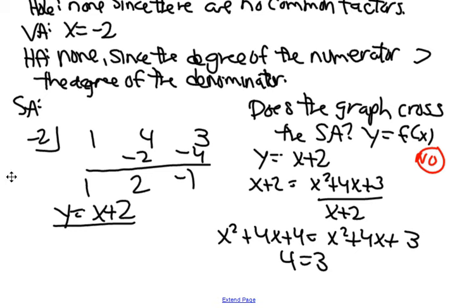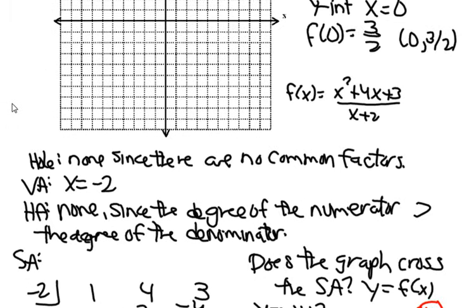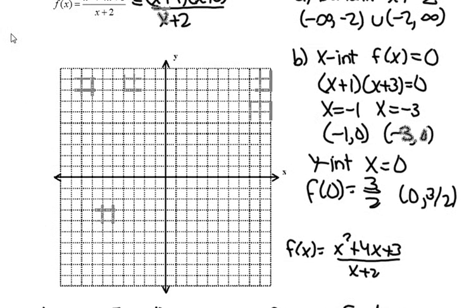Now I'm going to go back up and start plotting what I know for sure. I'll label these as such again. So what do we have? We've got negative 1, 0. We have negative 3, 0. And we also have 0 and 3 halves.